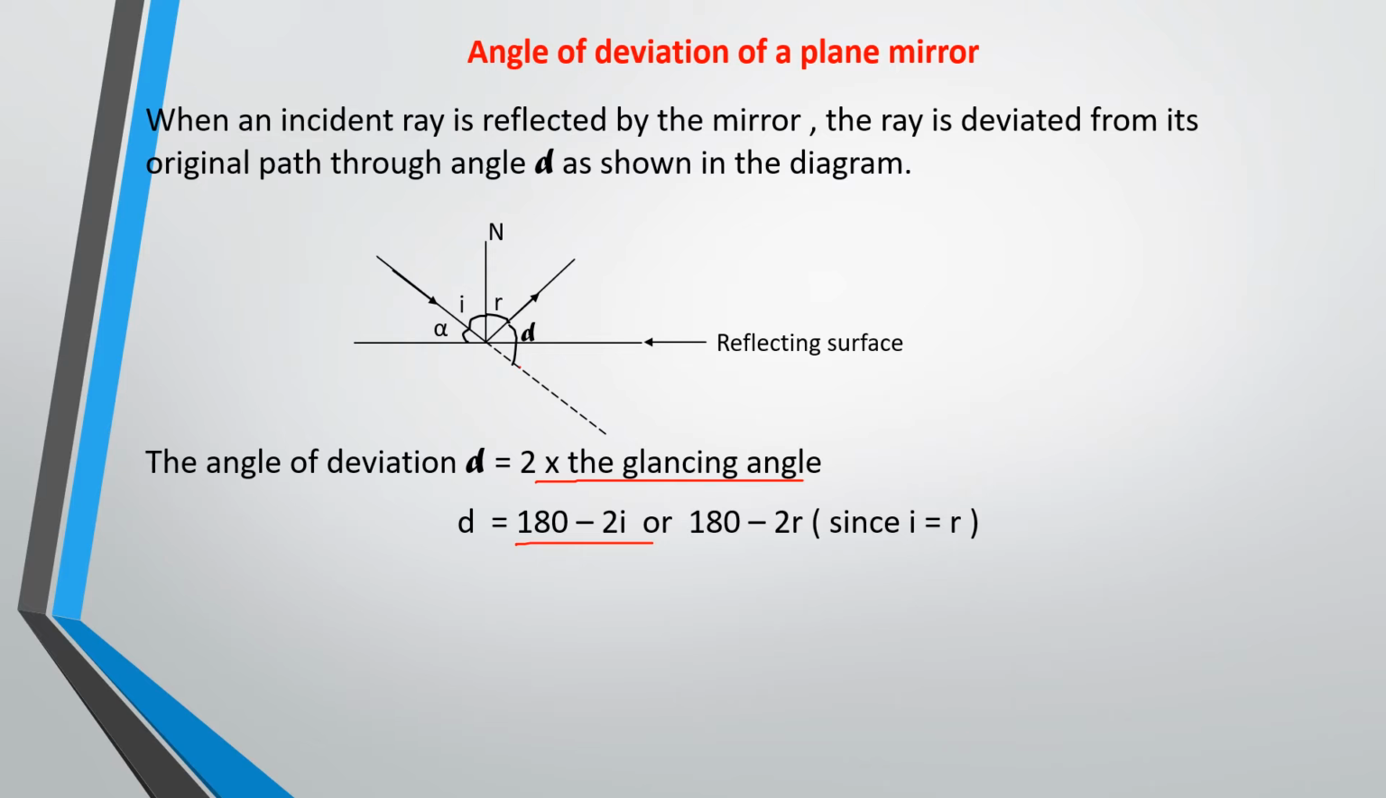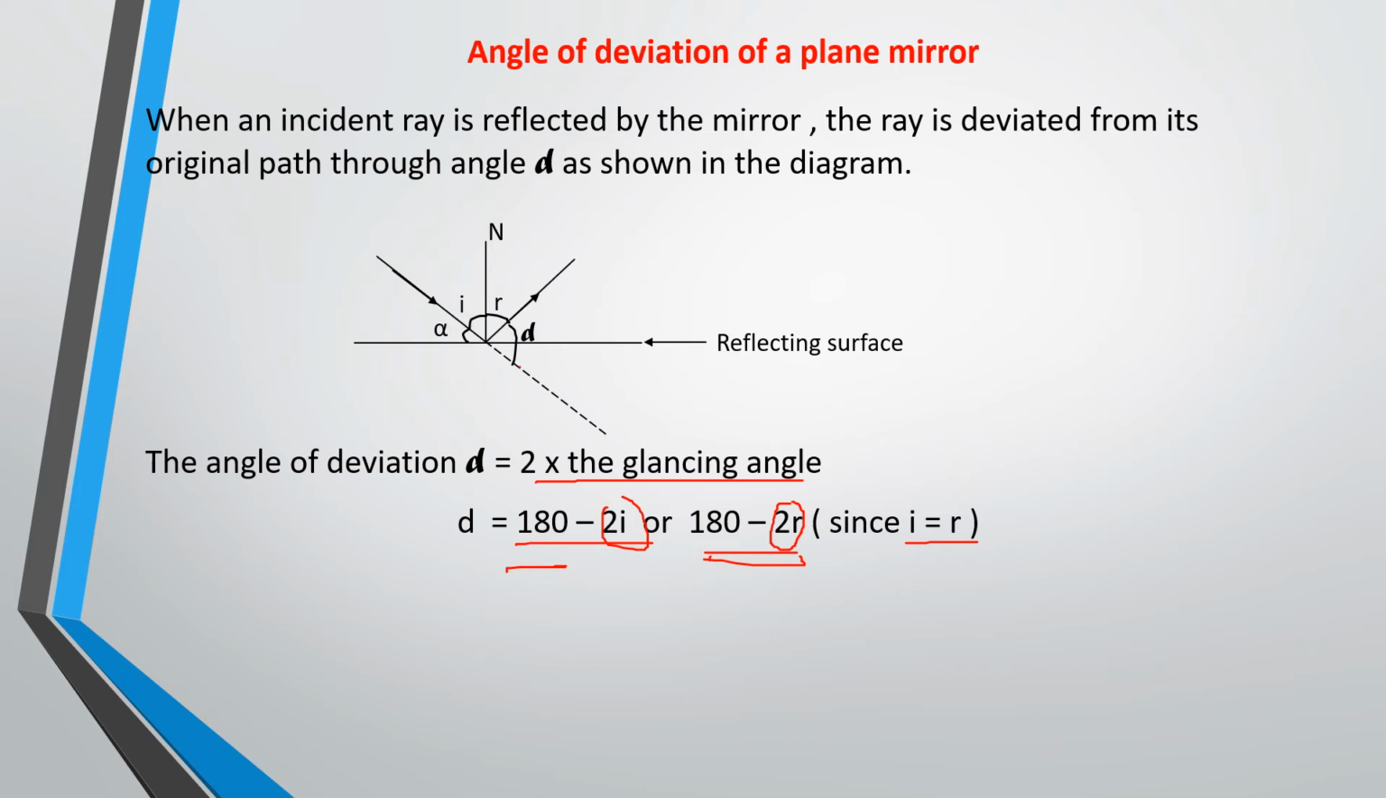Don't forget that the incident angle and the reflected angle are equal. The angle of incidence and reflection are equal. So I can either write it as 180 minus 2 times the angle of incidence, or 180 minus 2 times the angle of reflection. They are the same. Depending on the question that you are given, you know which of these formulas to apply in order to solve your problems on angle of deviation for a plane mirror.